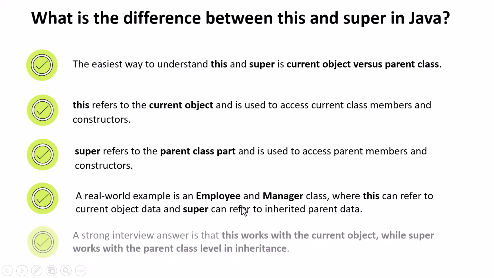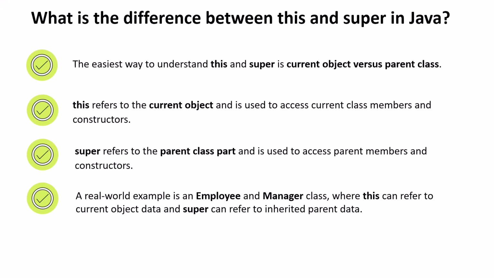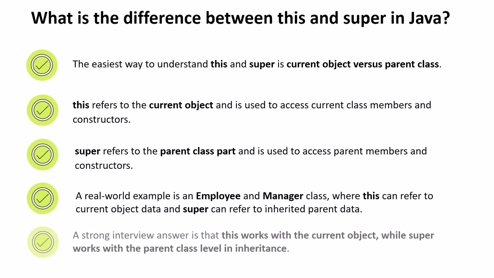Another important interview point is constructor usage. this is used to call another constructor in the same class, while super is used to call the parent class constructor. So the best interview answer is this. This refers to the current object, while super refers to the parent class part of the current object, and both are used to access members and constructors at different inheritance levels.